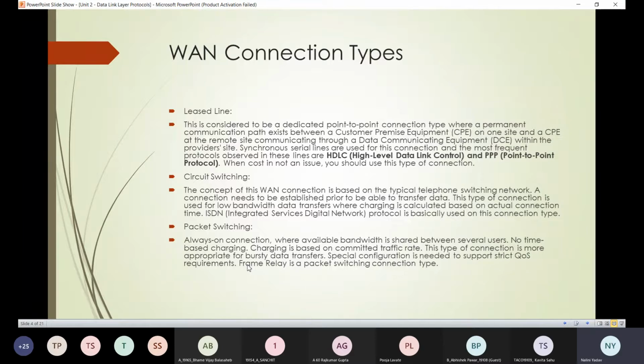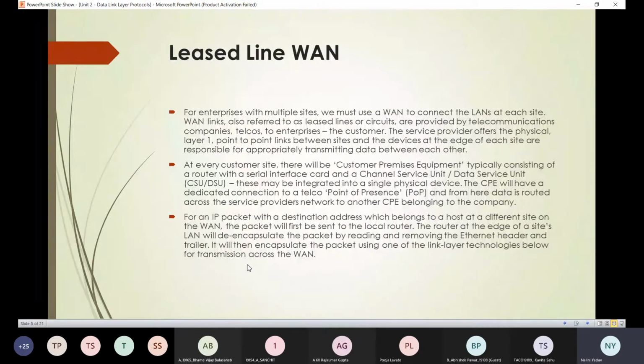Mainly when these WAN connections are through a point-to-point dedicated connection, our HDLC and PPP protocols are used. I hope this is clear to all of you, that is where we are using HDLC and PPP protocols. Now let's move ahead and look into these leased lines in detail.